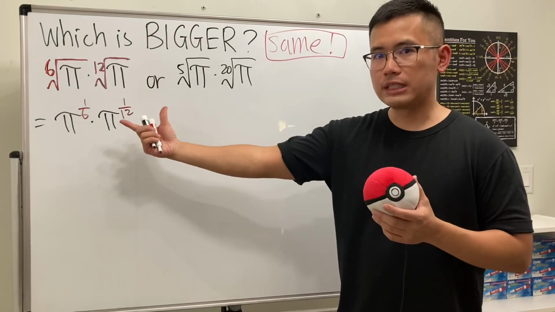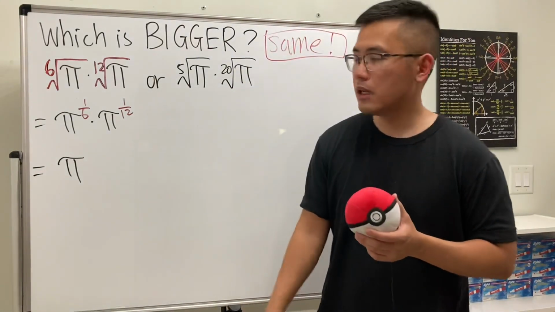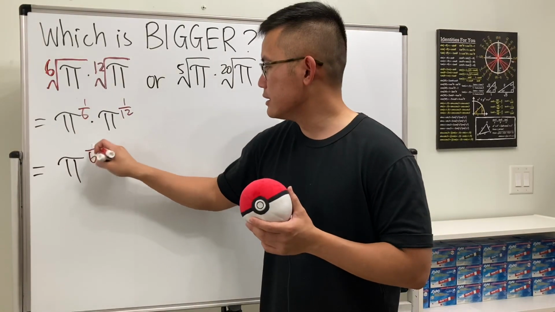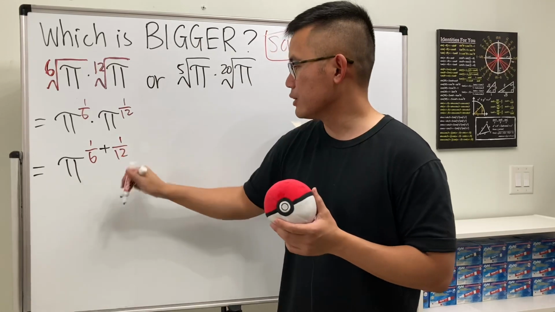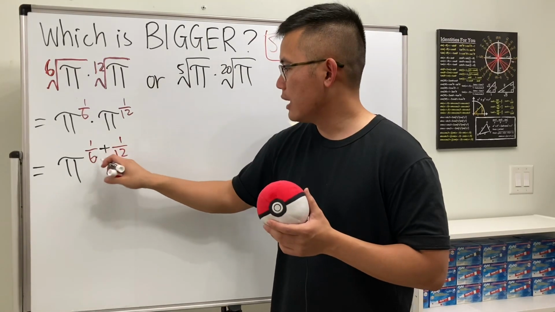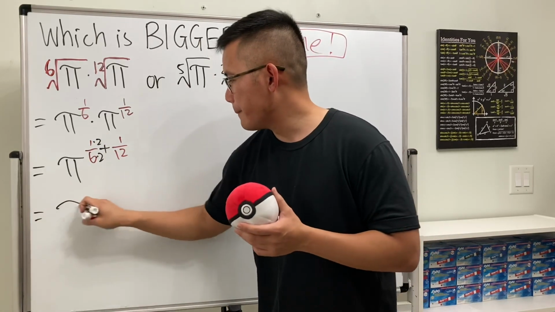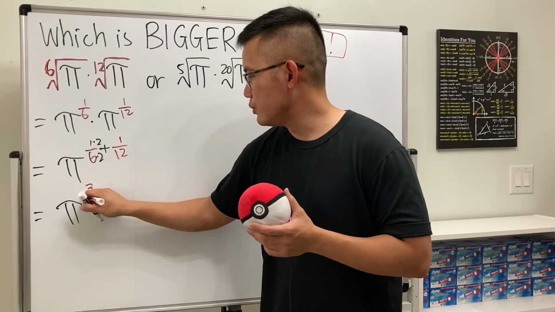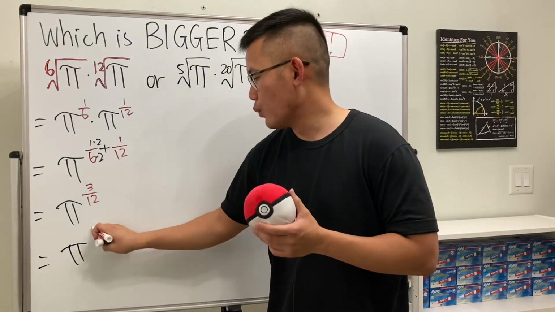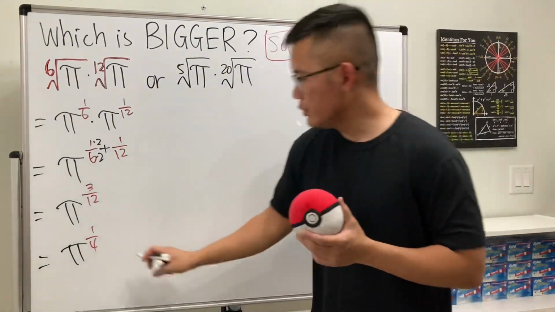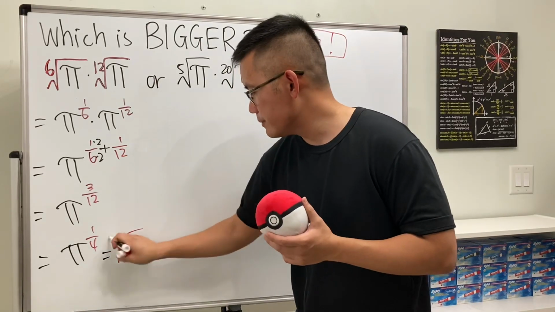So here they have the same base. We can just put down the same base again, pi, and then we're just going to add the powers, which is 1 over 6 plus 1 over 12, and then get a common denominator. I need to multiply this by 2, multiply this by 2. So altogether we will get pi to the 3 over 12. Reduce that. This is actually just pi raised to the 1 over 4th power. If you wish, you can write this back as the 4th root of pi, like so.